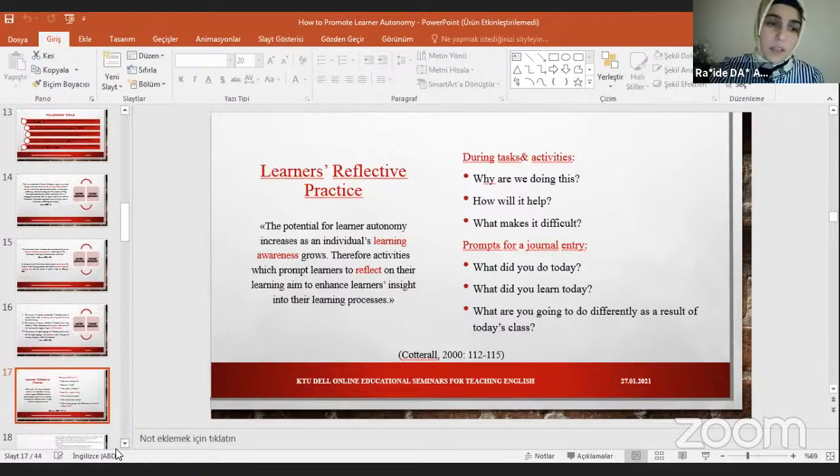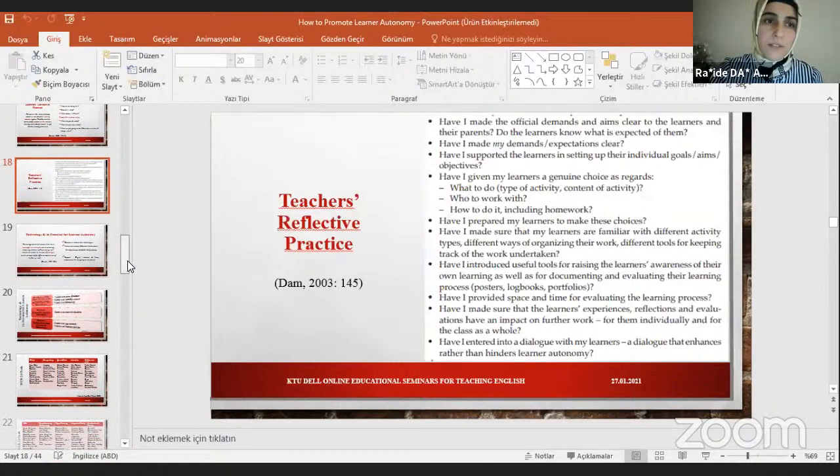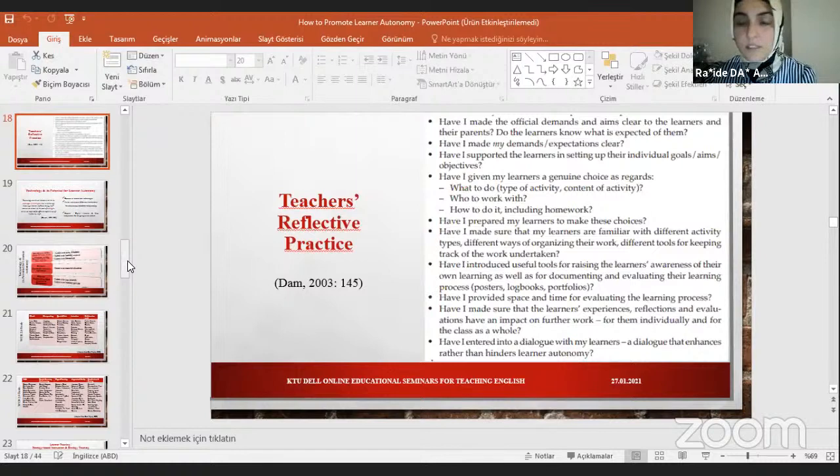On the part of teachers also, to become an autonomous teacher, they also need to have some reflective practices. And here, the source suggests this kind of checklist for teachers to reflect on their teaching practices. Let's see what kind of questions are available in this checklist. For instance, the first question: how have I made the official demands or aims clear to the learners? Do learners know what is expected of them? Or how have I made my demands or expectations clear?